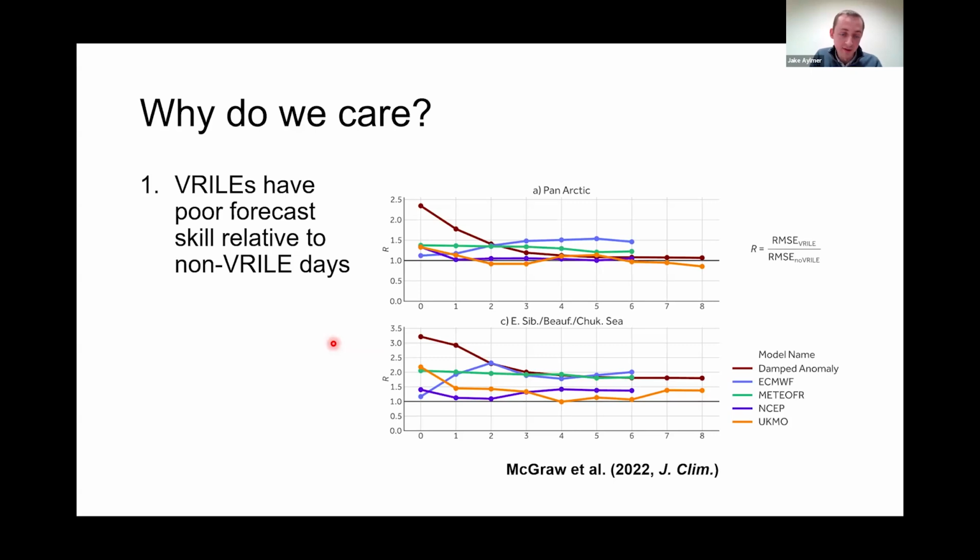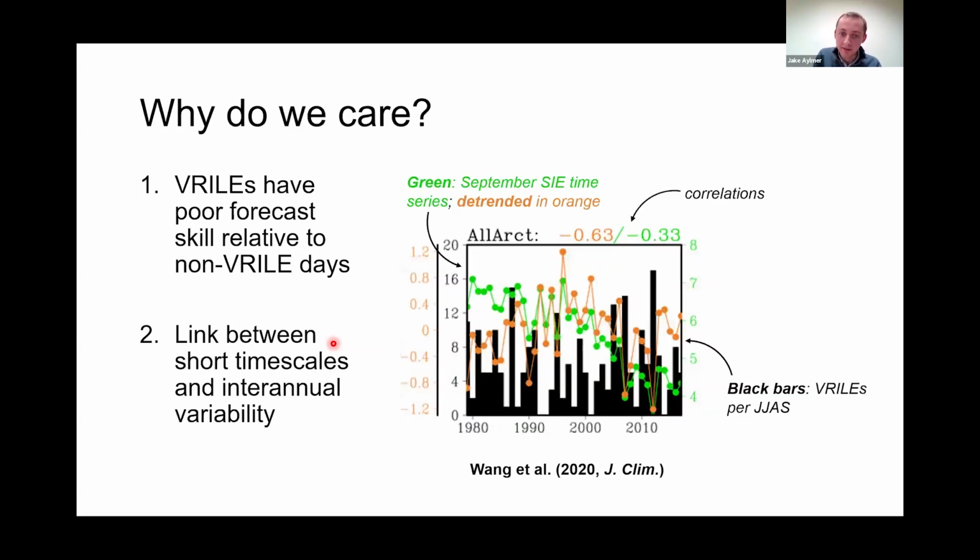But another reason, if you're not so interested in the operational timescale, is there's, as you might expect, a link between these short timescale rapid ice loss events and the larger timescale interannual changes in sea ice. So here I'm picking out another recent paper from Wang et al. 2020. So this is quite a busy figure, but essentially what they're showing here.